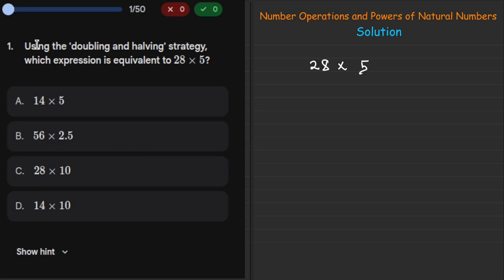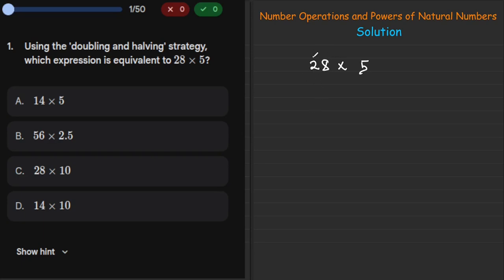Our first question says, using the doubling and halving strategy, which expression is equivalent to 28 times 5? So we have 14 times 5, 56 times 2.5, 28 times 10, and 14 times 10. For doubling and halving, all that it says is, whilst you are halving one of the digits, you are doubling the other. Most of the time we have a digit that is a multiple of 2. So with what we have here, we can easily halve this.